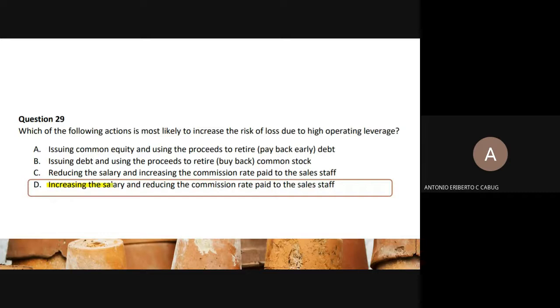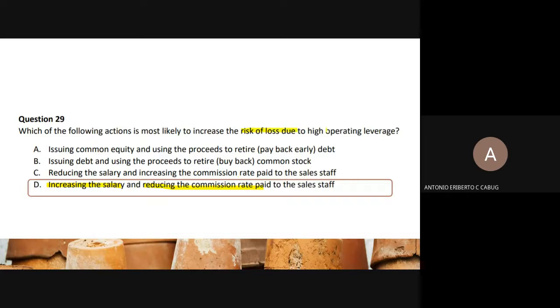Increasing the salary, which is the fixed cost, will increase your operating leverage. Wala kang benta, kailangan mo magbayad ng sahod. When you reduce the commission rate paid to the sales staff, ang maganda sa operating leverage, when things are going great, it will be greater for you. When the sales are going up, yung pambayad mo sa mga agents mo ay fixed na lang. Sa'yo na lahat ng kita. Nakuha niyo? But when things are going down, it's actually risk. It's really high risk.